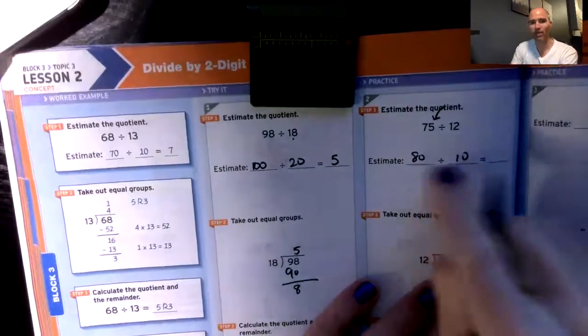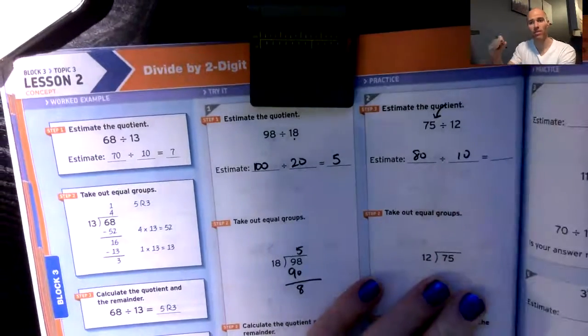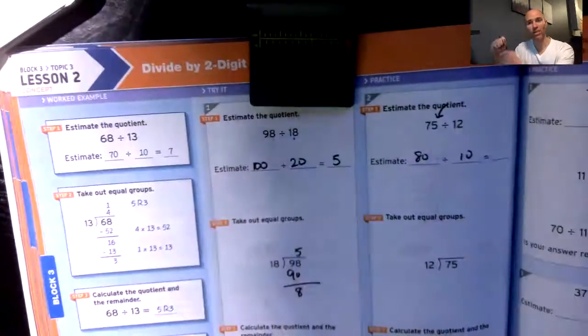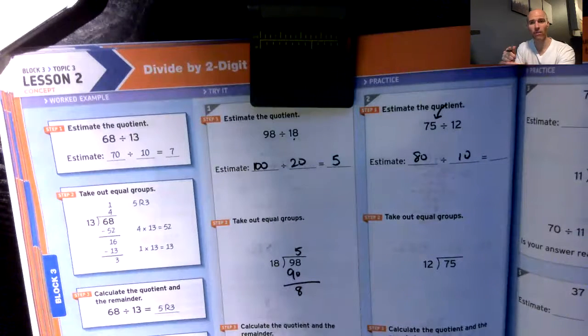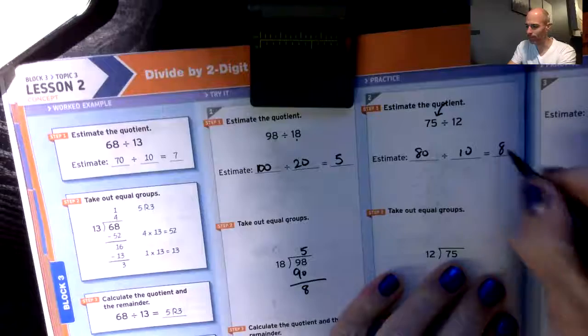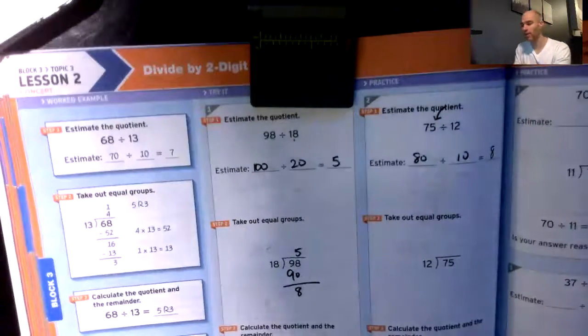And we can do 80 divided by 10 in our heads. That's the purpose of this, to turn this question into one that we can do relatively quick and easy. Even though it's not the exact answer, it gets us something close. 80 divided by 10 is 8. So our answer better be somewhere in the neighborhood of 8.